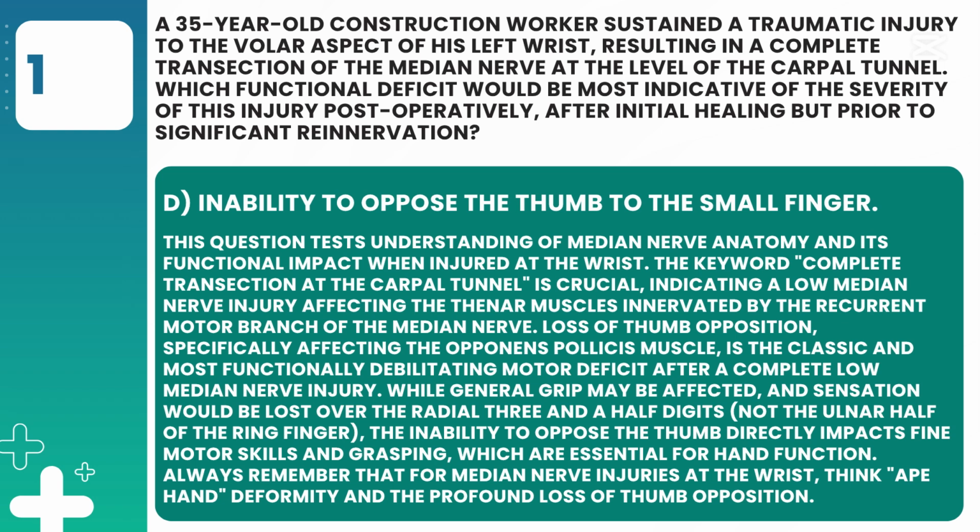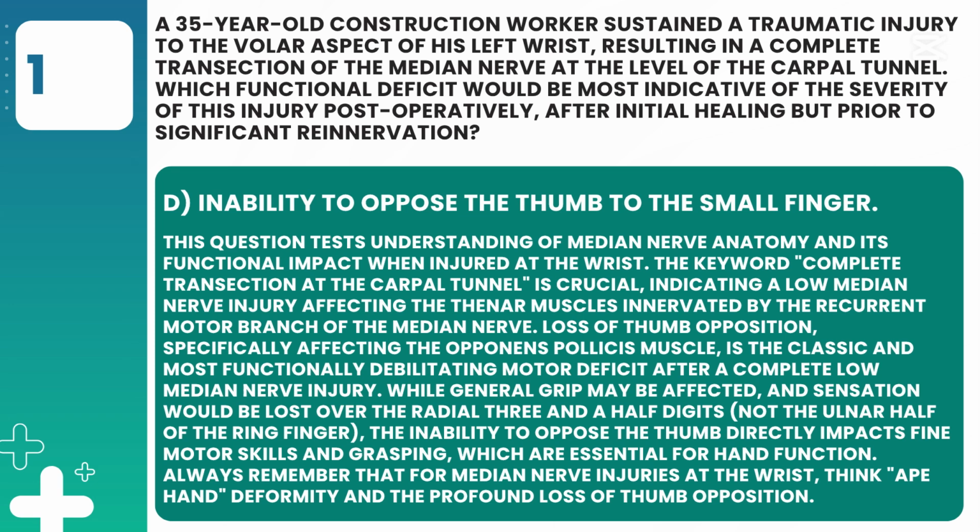This question tests understanding of median nerve anatomy and its functional impact when injured at the wrist. The keyword complete transection at the carpal tunnel is crucial, indicating a low median nerve injury affecting the thenar muscles innervated by the recurrent motor branch of the median nerve. Loss of thumb opposition, specifically affecting the opponens pollicis muscle, is the classic and most functionally debilitating motor deficit after a complete low median nerve injury.